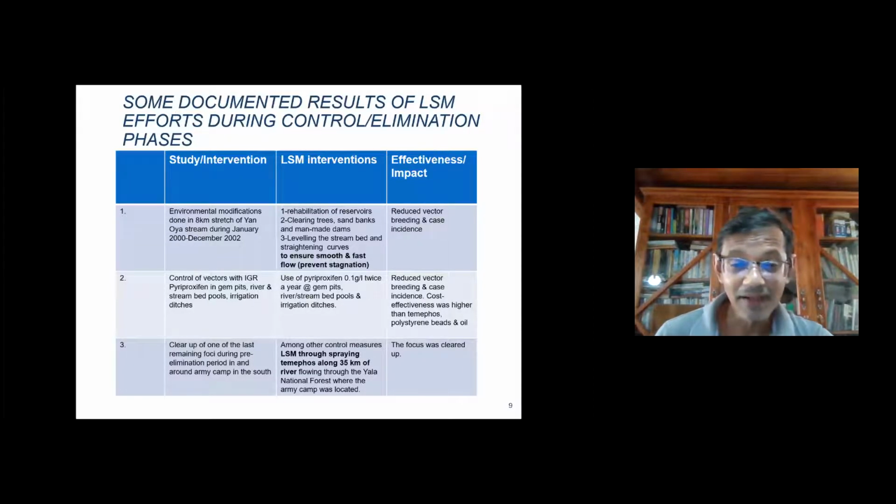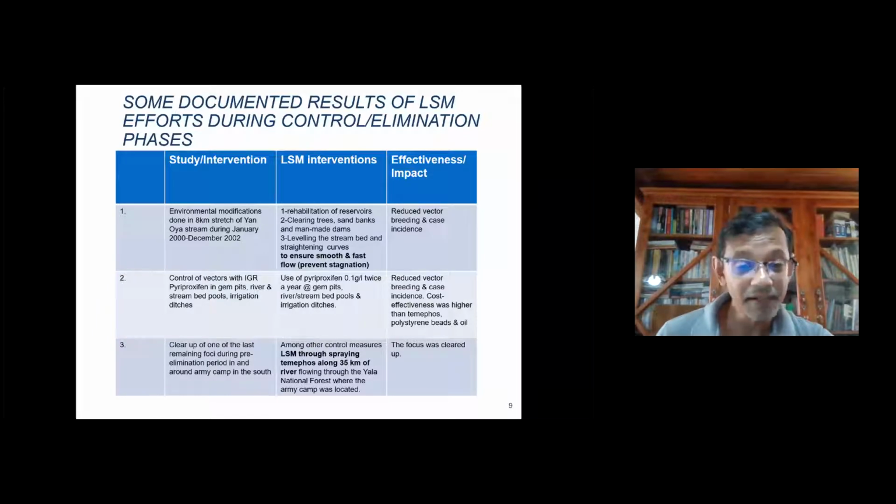The next larval source management exercise was the use of pyriproxyfen at a rate of 0.1 gram per liter twice a year at gem pits, rivers and stream bed pools, and irrigation ditches. And also they documented these interventions reduced vector breeding and case incidence. And also pyriproxyfen's cost effectiveness was higher than temephos, polystyrene beads and oil that were used in the anti-malaria campaign at that time.